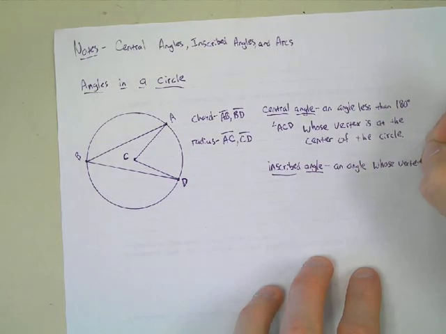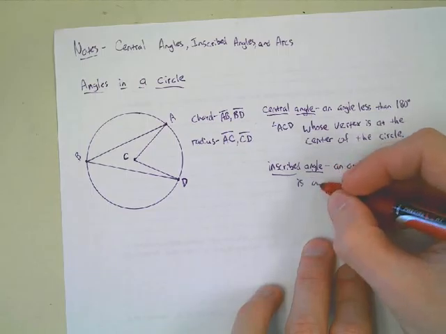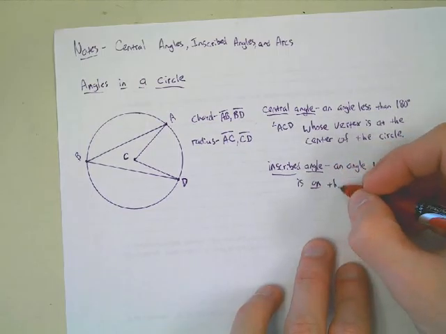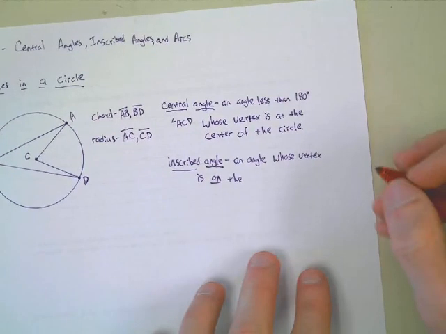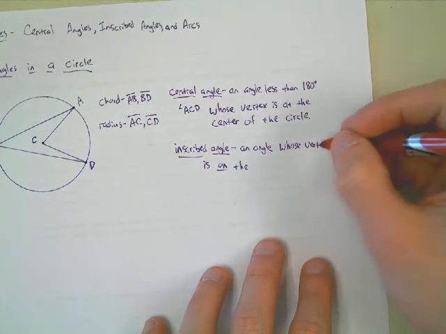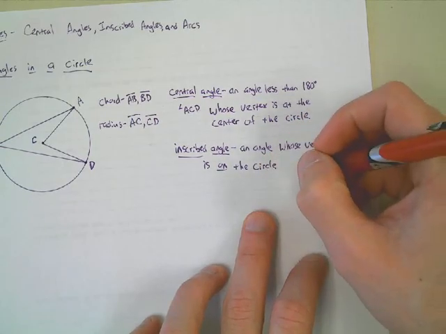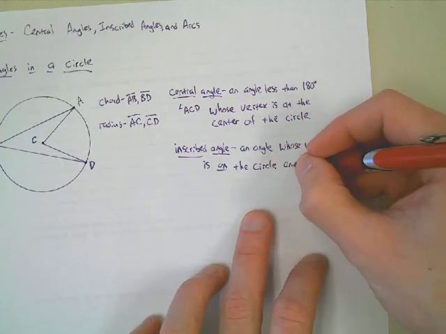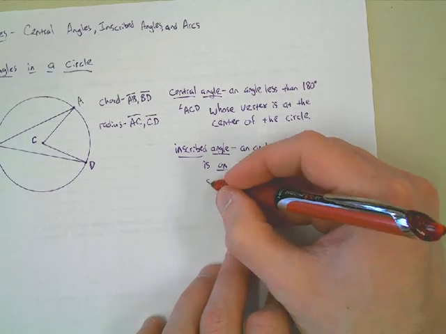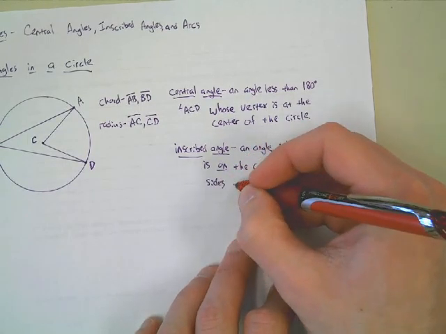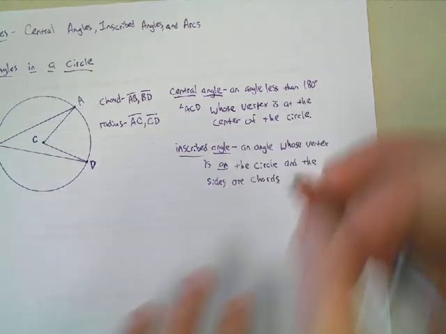Okay, the point of the angle here is on the circle. So, inscribed angle: an angle whose vertex is on the circle and whose sides are chords. AB is a chord.